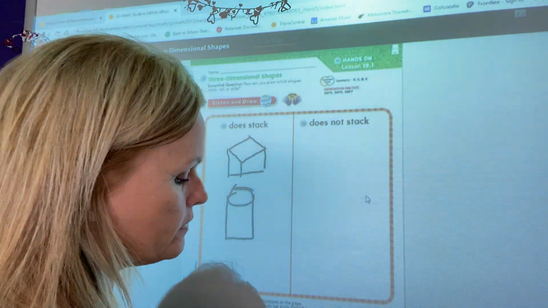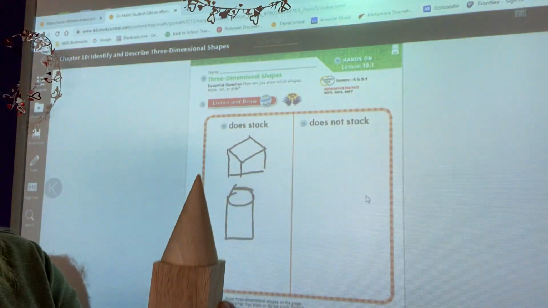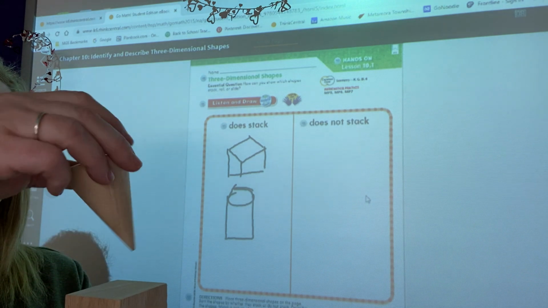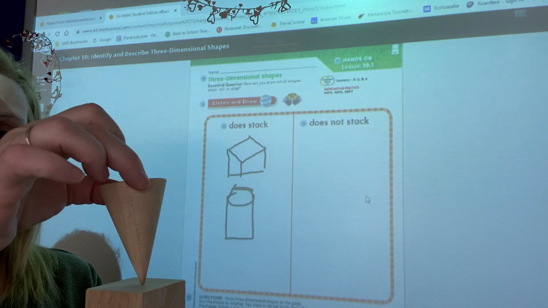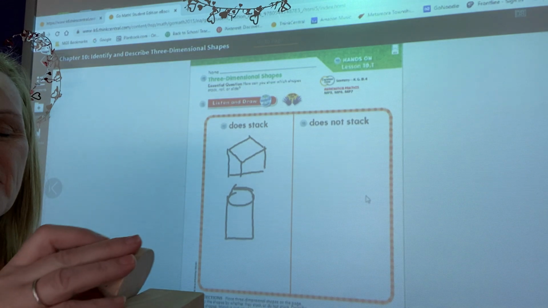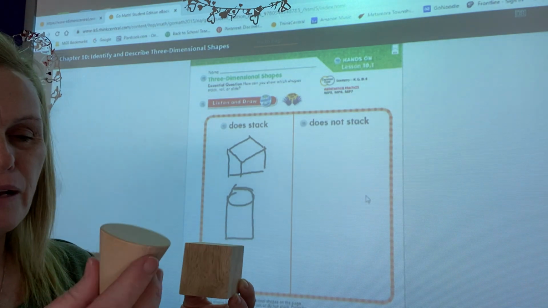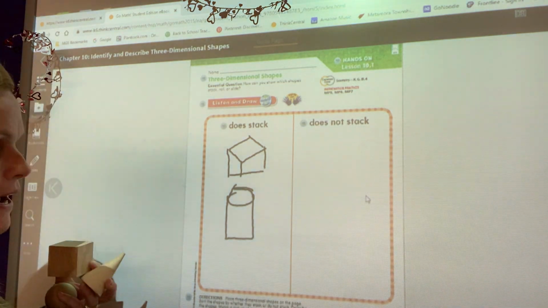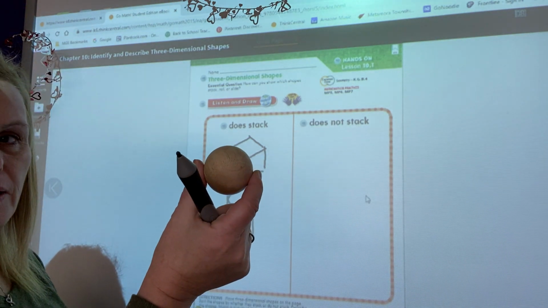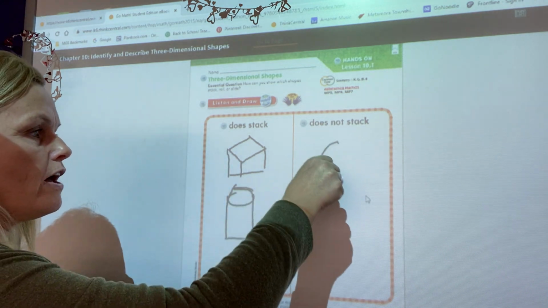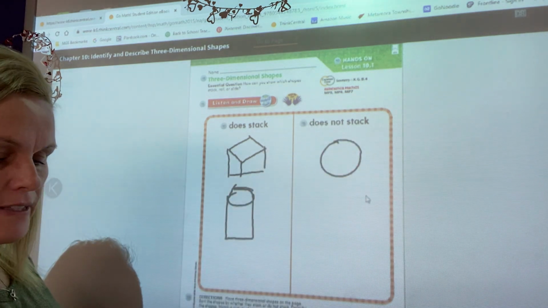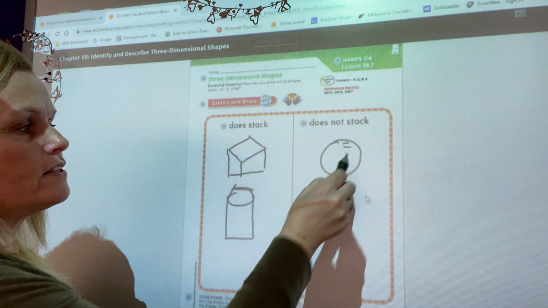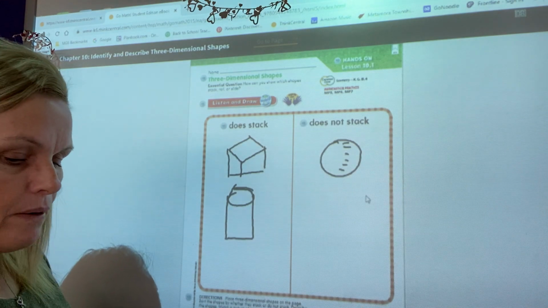Now, if I were to pull in the cone, it will stack on one side, but it doesn't stack on the curved surfaces or with the vertice or the corner at the bottom. So we're not going to say that a cone is stackable right now. So does not stack would definitely be the round one, which is called a sphere. So go ahead and just draw a circle there. That'll identify as a sphere. We can sometimes make lines in there to show that it's three-dimensional if we need to. That would be a sphere.